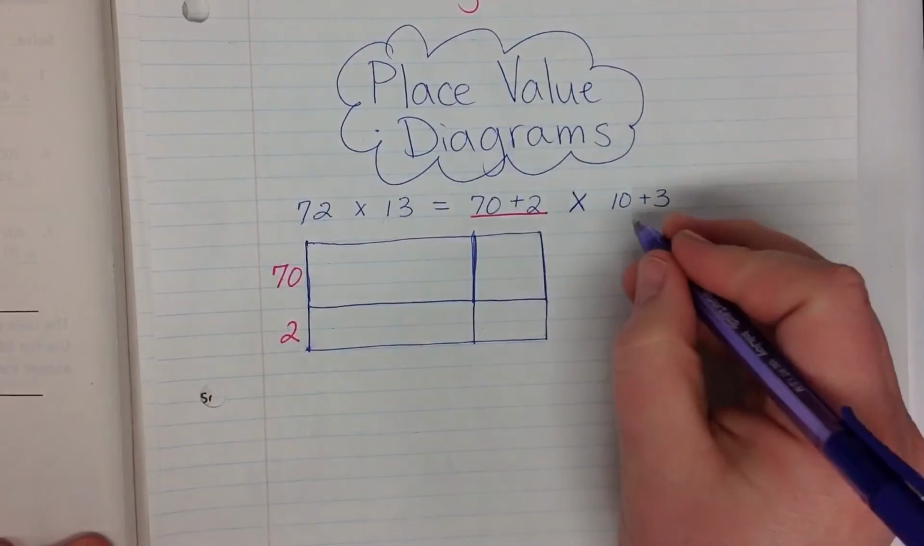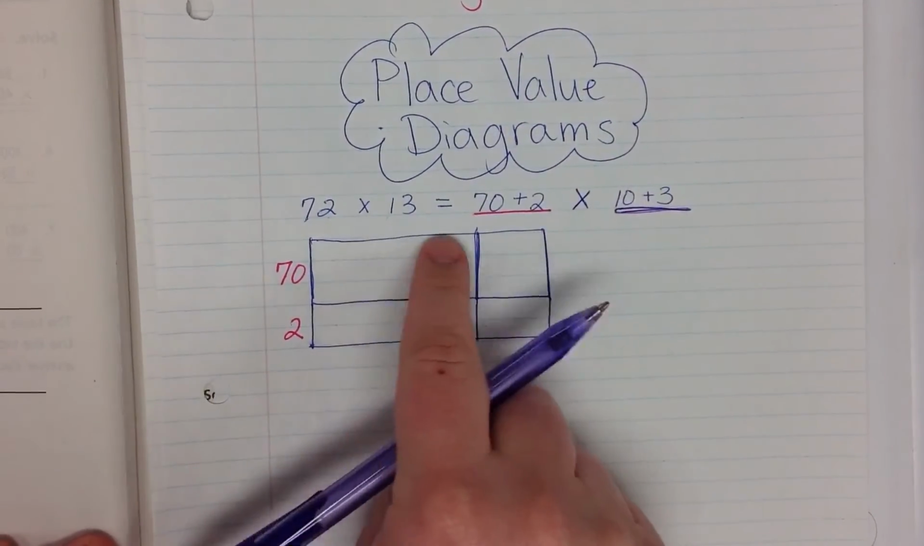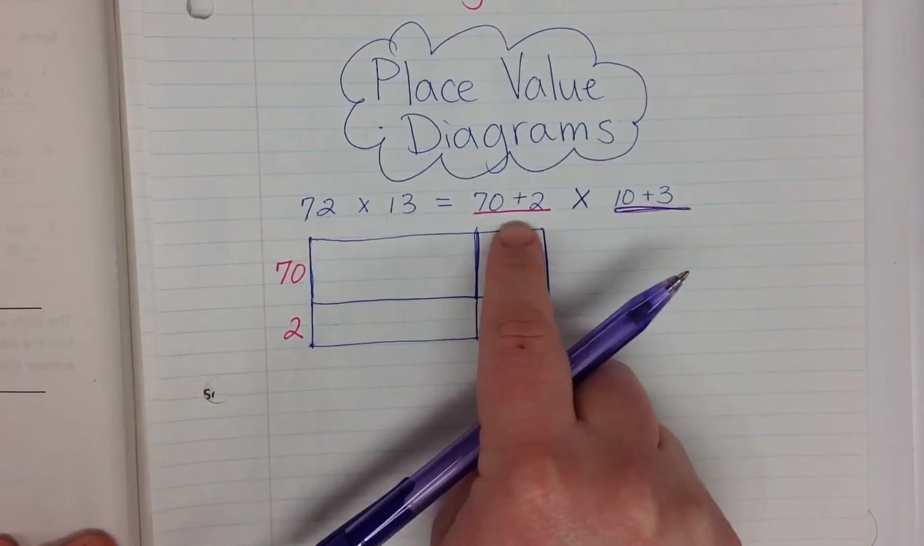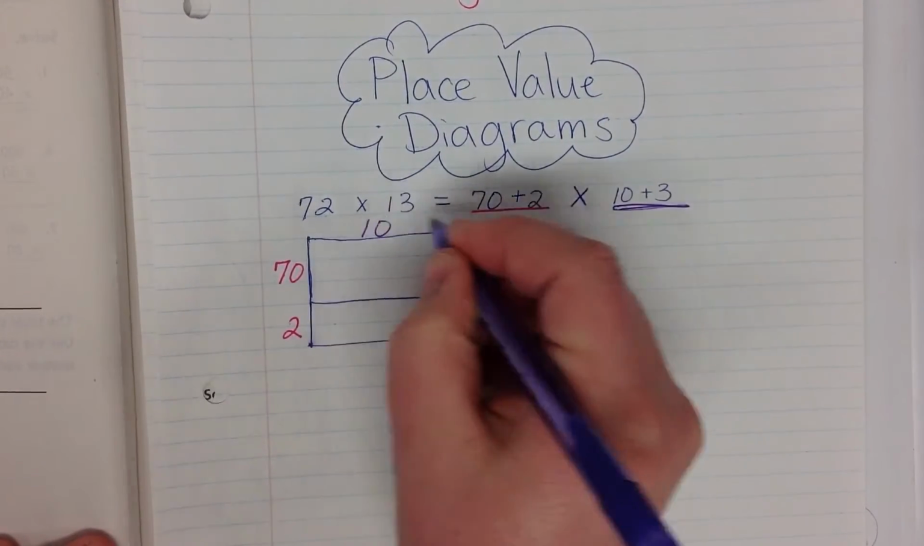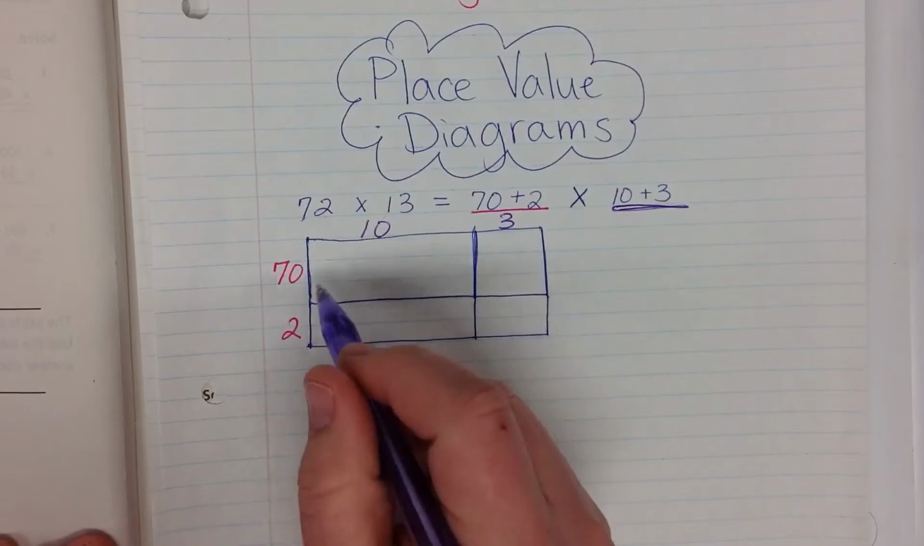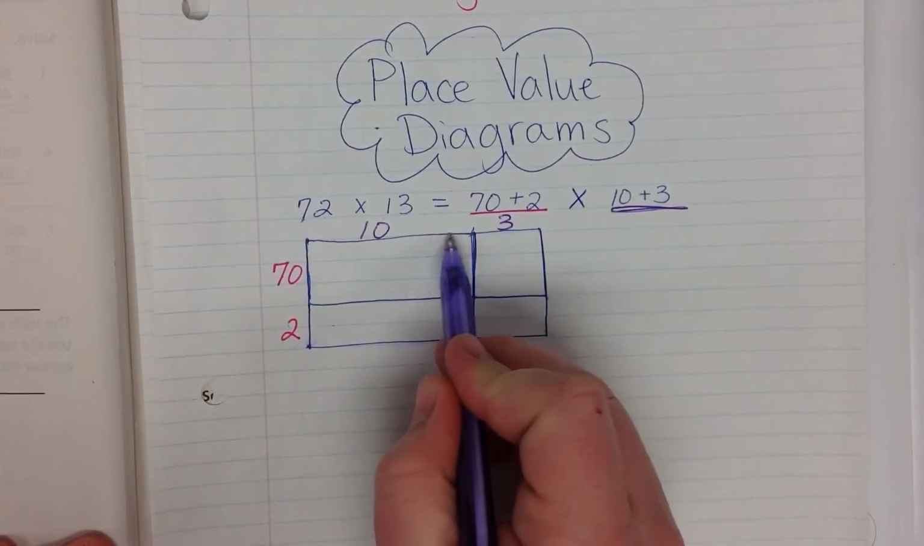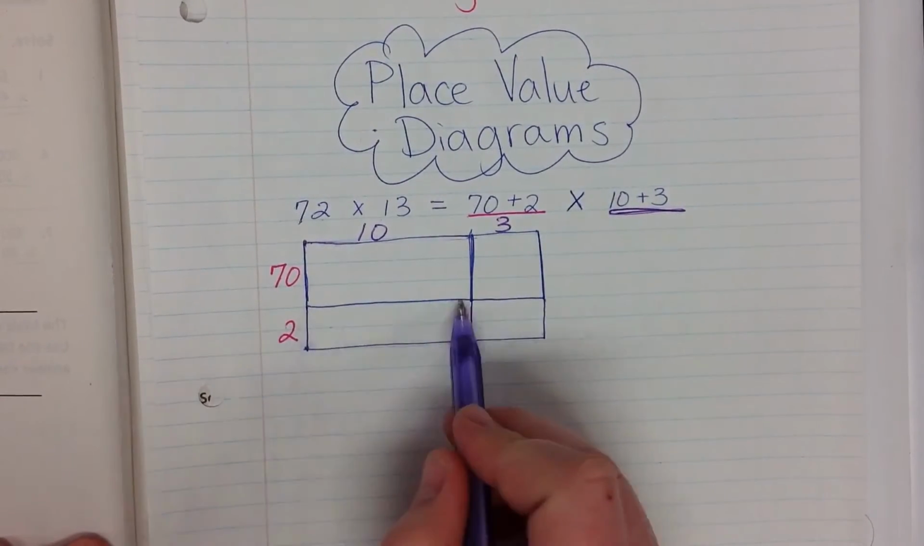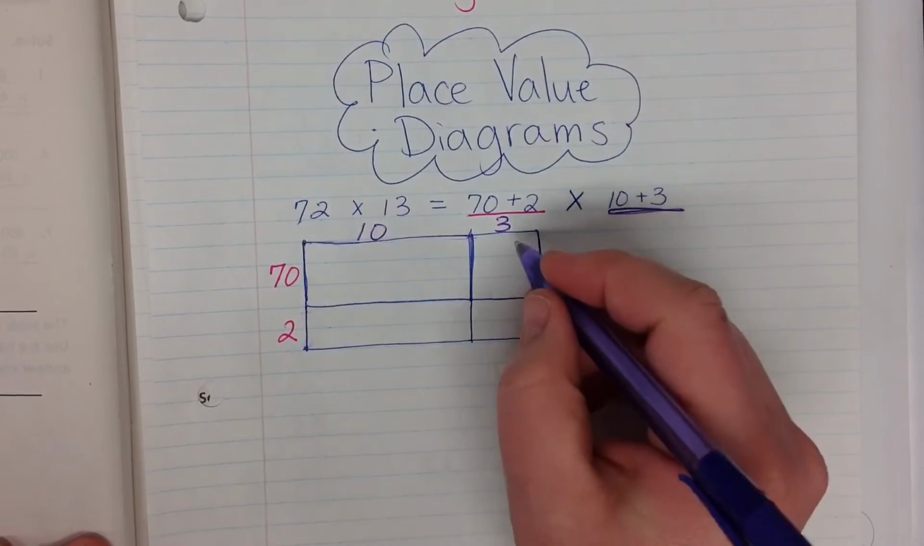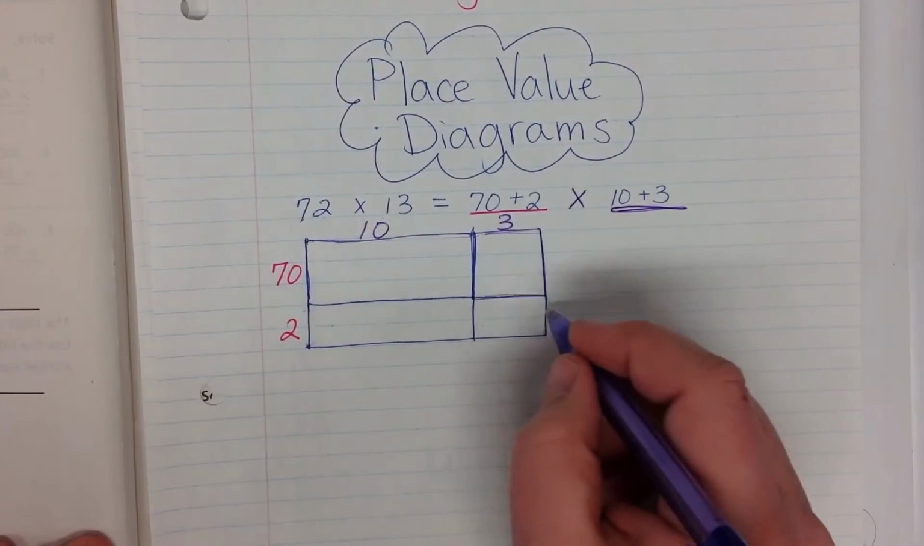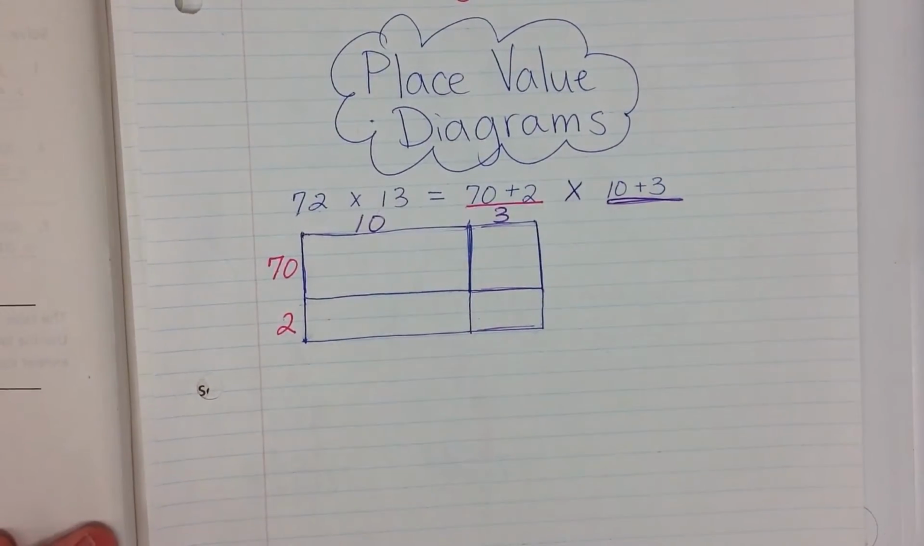Alright, and now we're going to do the 10 plus 3. Same idea, just this is going to be the 10, this is going to be the 3. And so again, the 10 represents this to here, that line there, and then that line there, that line there, and then the 3 represents here, here, and here. And that'll make more sense in a second.